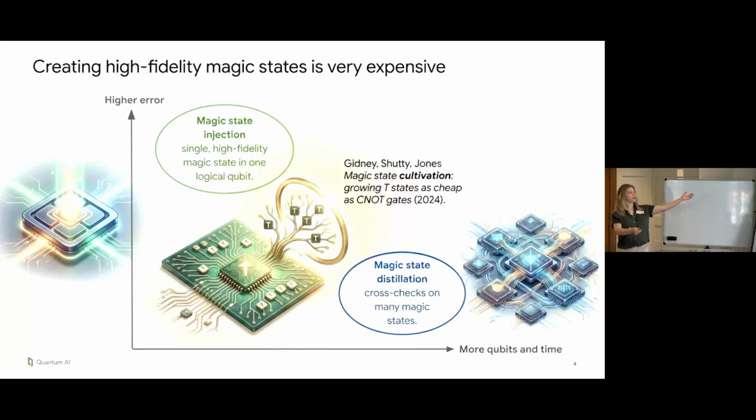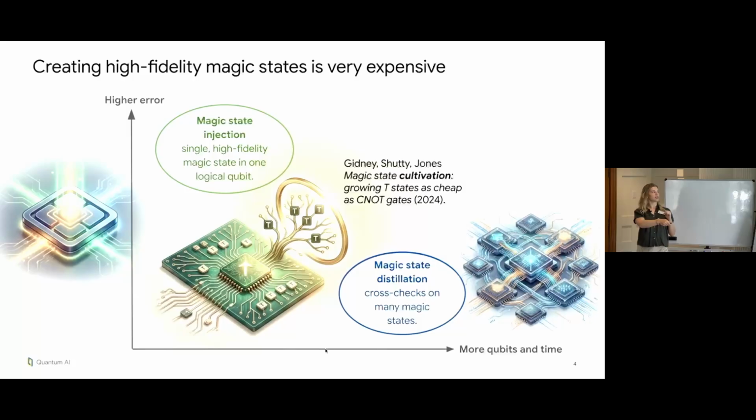So this wouldn't be a Google talk without some Gemini AI slop. Here you go. This is Gemini's attempt to depict magic state injection, which is this region over here, where you take an approach in creating a magic state that is kind of quick and dirty, where you have higher error and it costs fewer qubits and time, or less computational resources. That's apparently what it looks like.